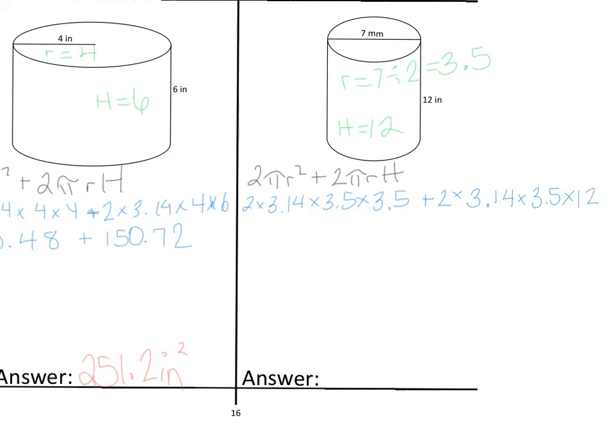2 times pi times 3.5 squared, or 2 pi r squared, the two circles, gives you an area of 76.93 inches squared, and the lateral surface is 263.76 inches squared. And when we combine them, we get a total surface area of 340.69 inches squared.